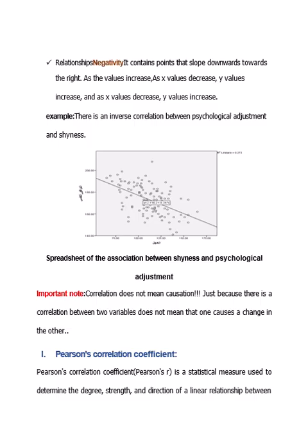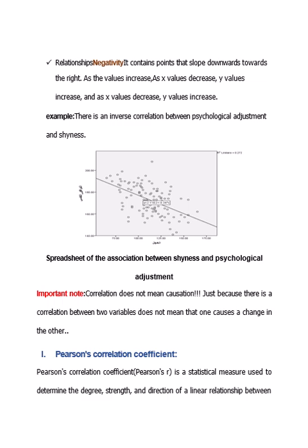A negative relationship contains points that slope downwards towards the right. As x values increase, y values decrease, and as x values decrease, y values increase. Example: there is an inverse correlation between psychological adjustment and shyness. Important note: correlation does not mean causation. Just because there is a correlation between two variables does not mean that one causes a change in the other.